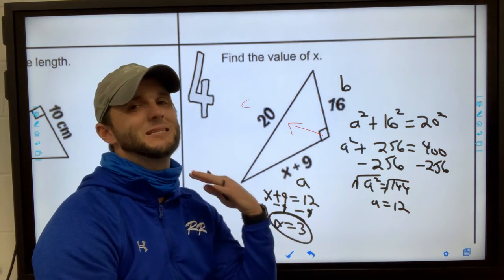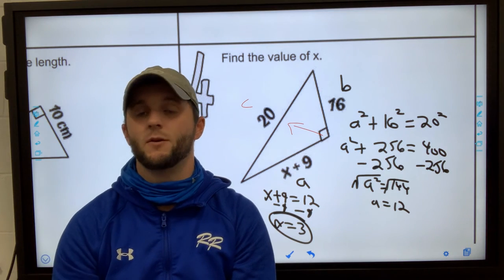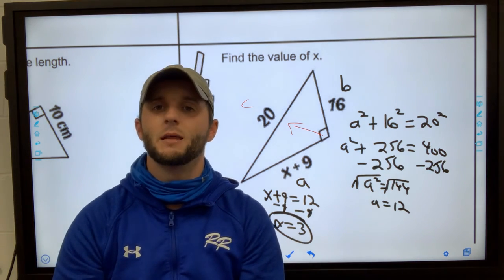So ladies and gentlemen, this is a brief explanation on how to use Pythagorean Theorem. Hop over to your skill check. Let me know if you have any questions.